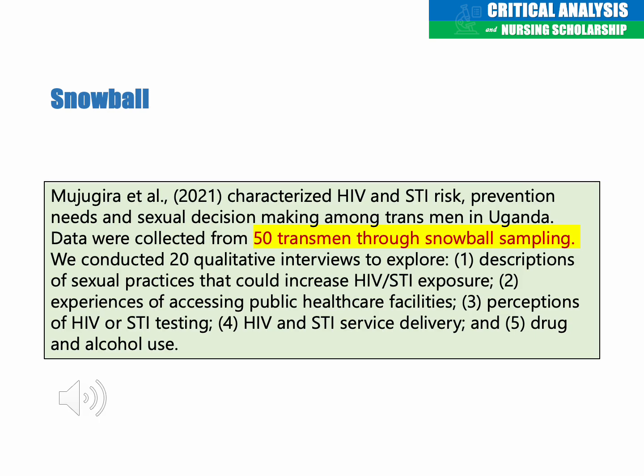Now, this is an example of a research which uses a network and snowballing sampling technique. Mujugira et al. in 2029 characterized HIV and STI risk prevention needs and sexual decision-making among trans men in Uganda. Data were collected from 50 trans men through snowballing sampling. They conducted qualitative interviews and asked several questions to explore sexual practices, their experiences, their perception of service delivery.